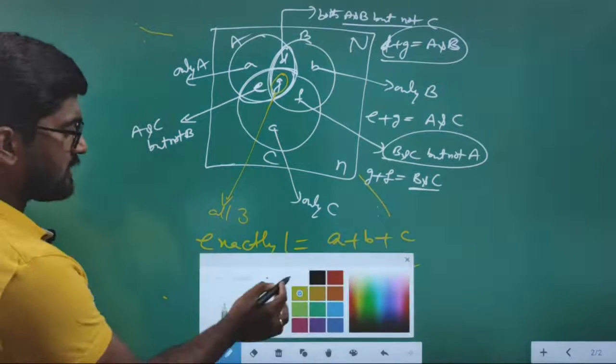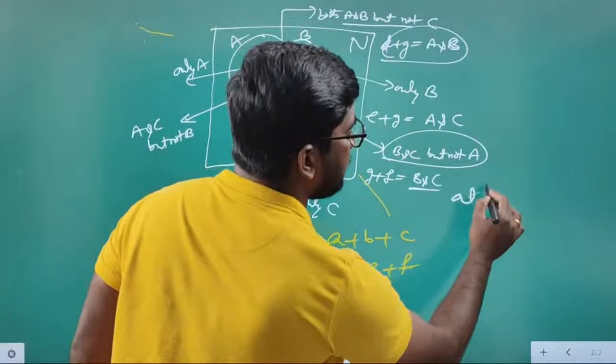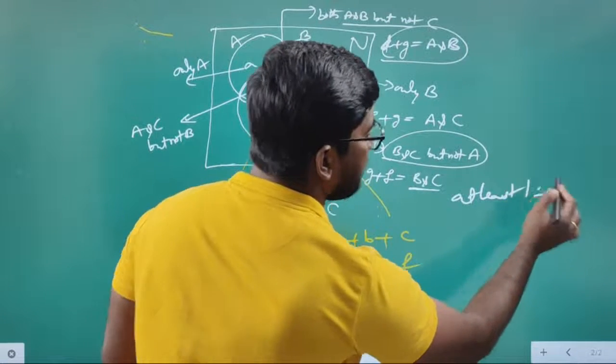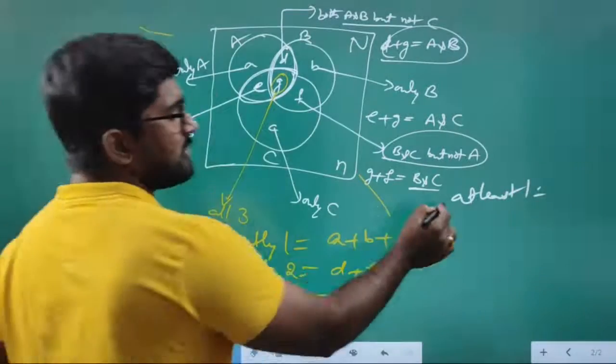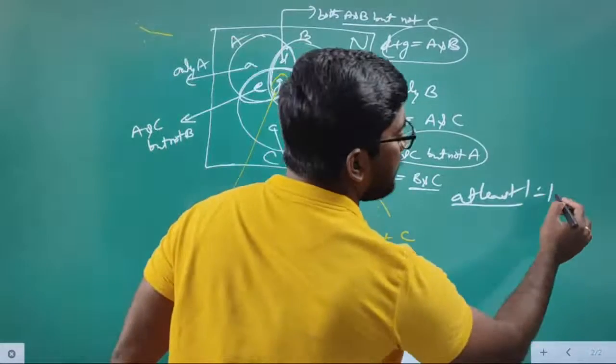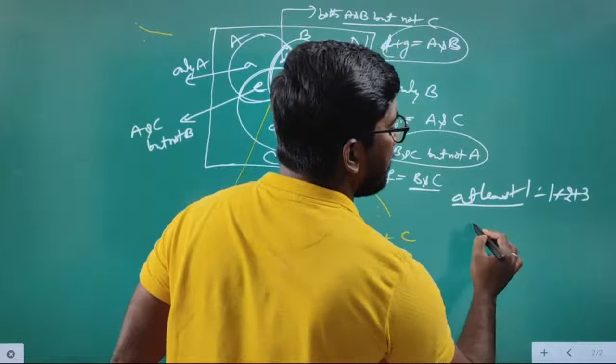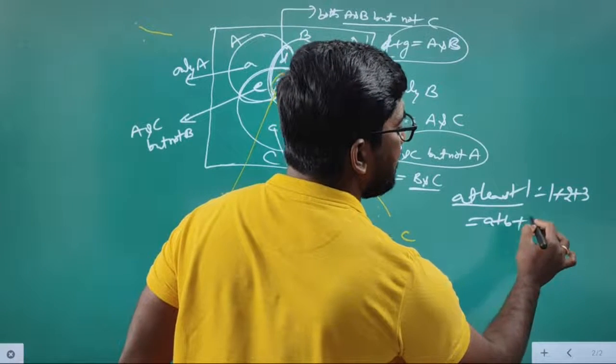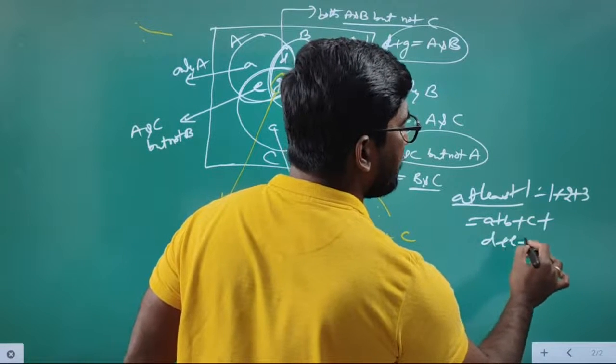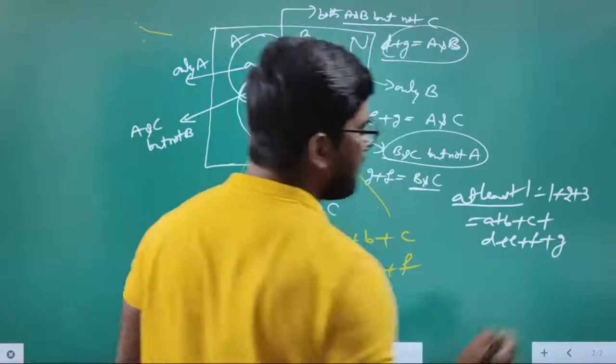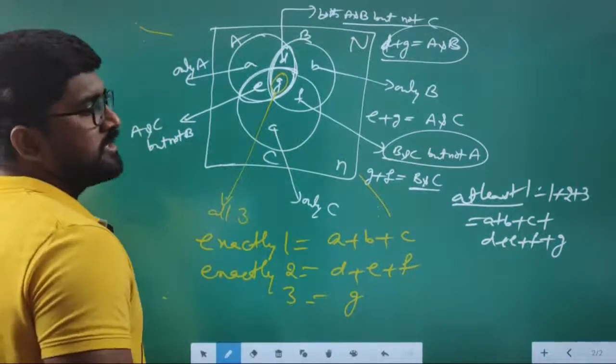Similarly, if the question is something like at least one. What do you mean by at least one? What is the meaning of at least one? Minimum one. So it can be 1 or 2 or 3. 1 is nothing but a plus b plus c, plus 2 is nothing but d plus e plus f, plus 3 is nothing but g.